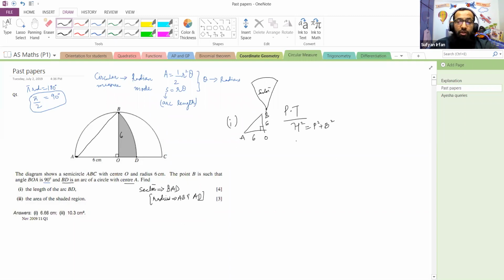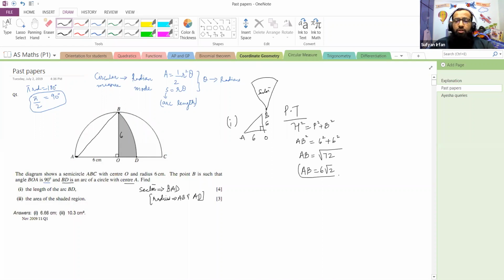So if we are talking about hypotenuse, hypotenuse is AB. So AB square equals perpendicular square, which is 6 square, plus base square, which is 6 square. If you are going to remove the square, the square root will come: square root of 72. Now if you use the calculator, it is 6 root 2. The length of AB is 6 root 2.